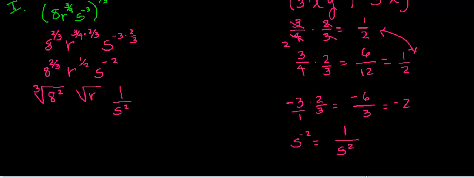Notice all of these are part of the numerator. This expression times 1, that's the numerator. In the denominator, I have a 1 here, I have this over 1, and I have this over s squared. So when I multiply numerator times 1, I get the same numerator, and then the denominator is s squared. So this is the same thing as the cubed root of 8 squared times the square root of r times 1 over s squared.